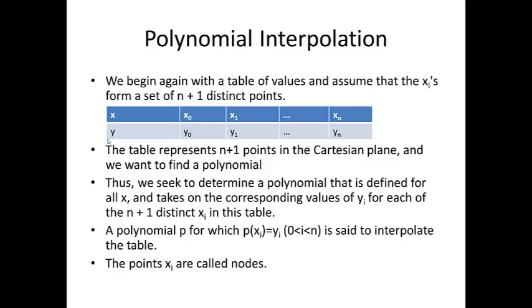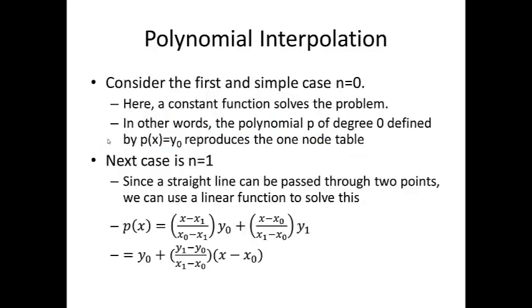So what we're doing is looking to determine a polynomial that's defined for all x, and takes on the corresponding values of y sub i for each of the n plus 1 distinct x sub i in the table. A polynomial that does that is said to interpolate the table, and the points x sub i are called the nodes, and the y sub i's are the values of those nodes.